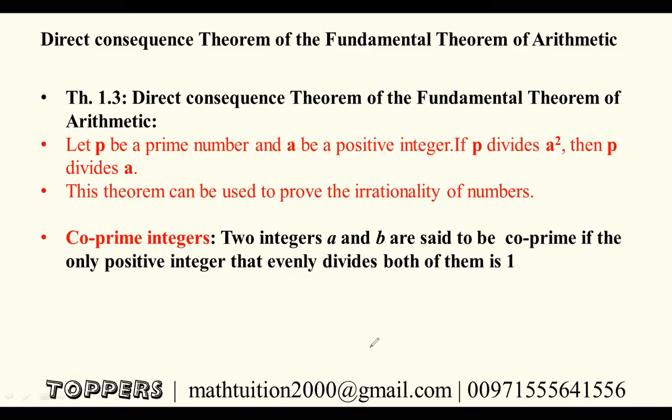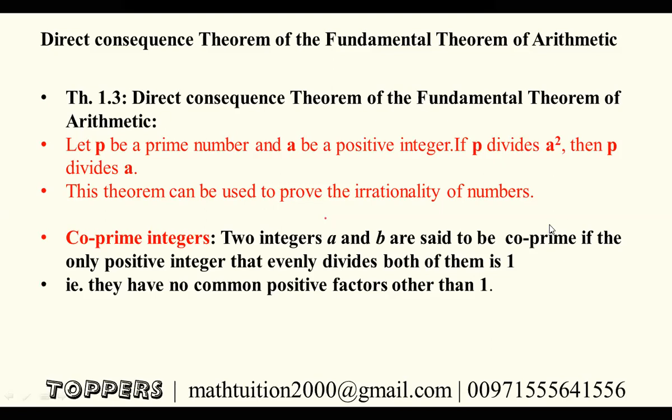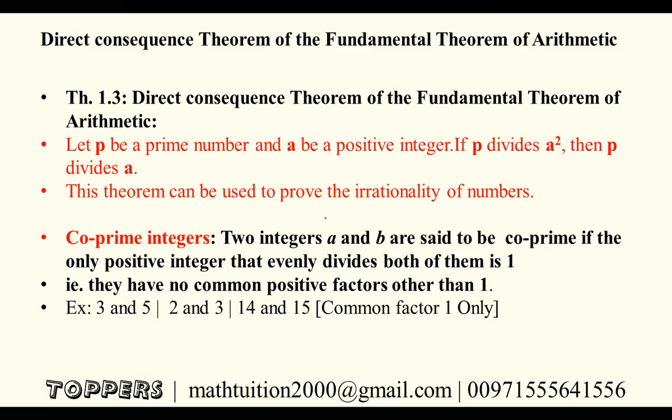Okay, let us take another example. 3 and 5. The factors of 3 are 1 and 3. Factors of 5 are 1 and 5. So the common factor is only 1. So 3 and 5 are coprime. 2 and 3: factors of 2 are 1 and 2, factors of 3 are 1 and 3. Common factor is only 1. So 2 and 3 are coprime.